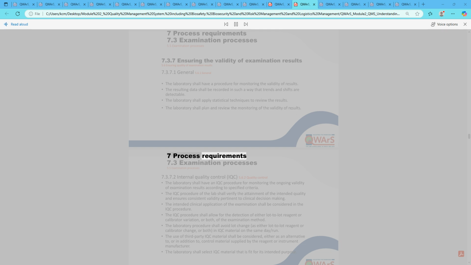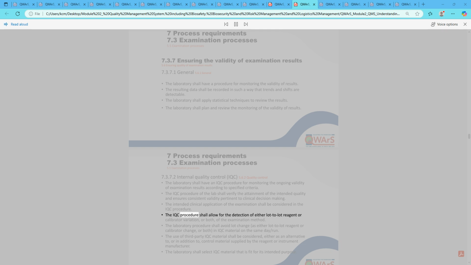7 Process requirements, 7.3 Examination processes, 5.5 Examination processes. 7.3.7.2 Internal quality control, IQC, 5.6.2 Quality control. The laboratory shall have an IQC procedure for monitoring the ongoing validity of examination results according to specified criteria. The IQC procedure of the lab shall verify the attainment of the intended quality and ensure consistent validity pertinent to clinical decision-making. The intended clinical application of the examination shall be considered in the IQC procedure.